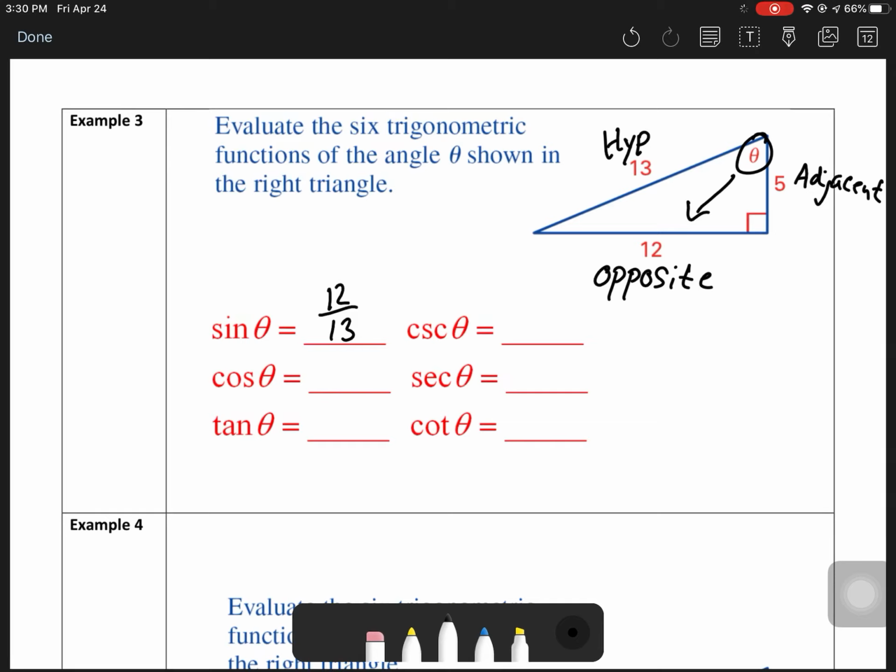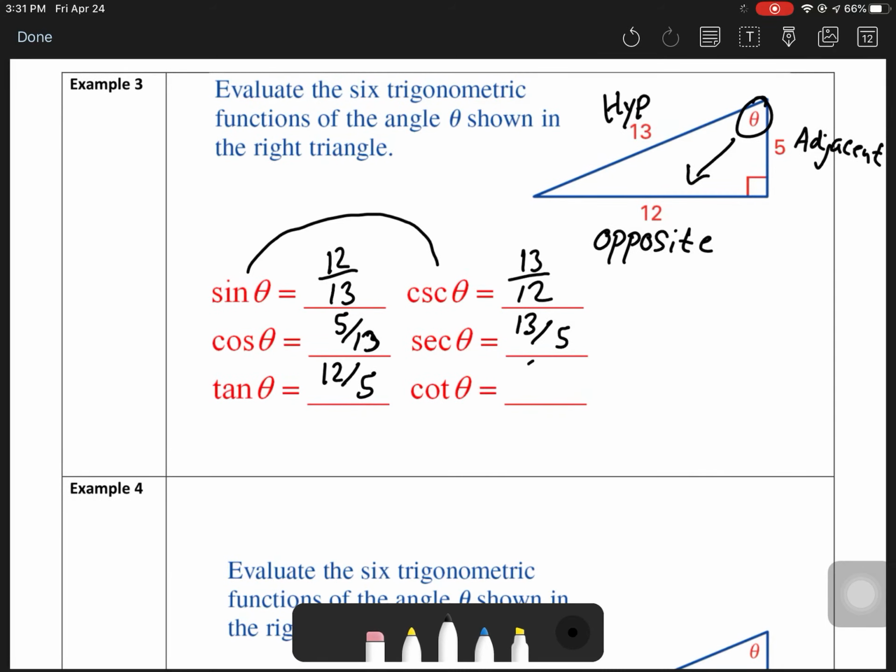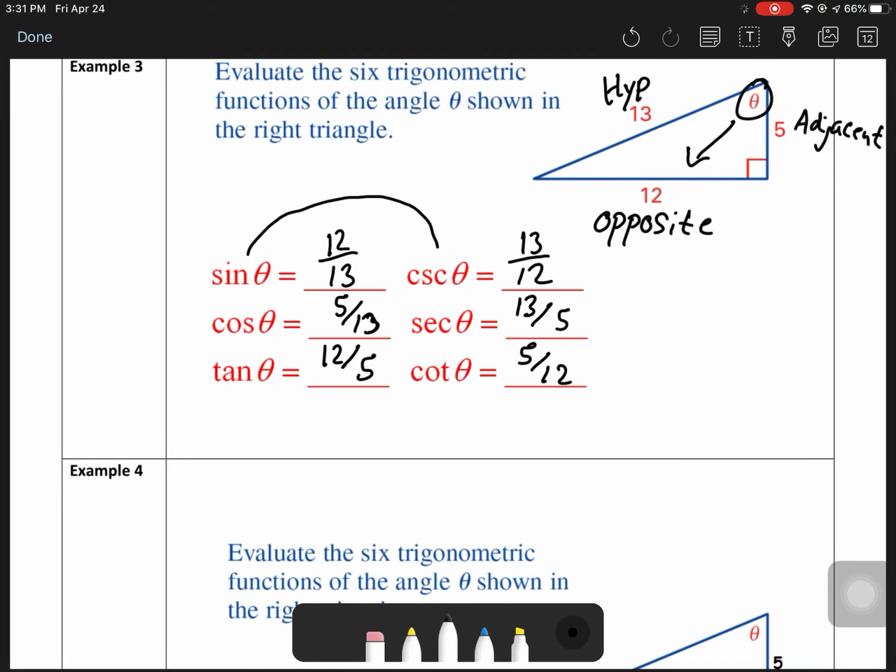Cosine is adjacent over hypotenuse. So the adjacent side is 5 over 13. And then tangent is opposite over adjacent. So the opposite side is 12, adjacent is 5. Now that we know these, if you know the partners, you can pretty much just flip them, and it's pretty nice. So sine and cosecant go together, so those are reciprocals, so we just flip it, and now it's hypotenuse over opposite, 13 over 12. And then cosine and secant are partners, so it becomes 13 over 5, and then we get 5 over 12 for the last one. Like I said, if you know the sine, cosine, and tangent, it becomes pretty easy to find cosecant, secant, and cotangent.